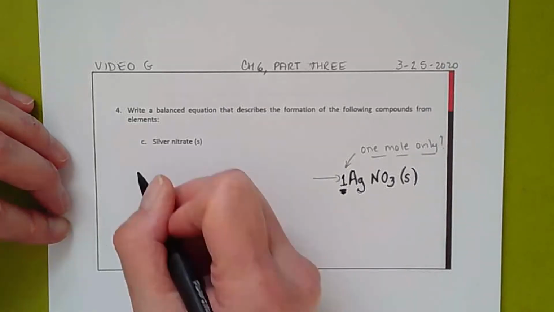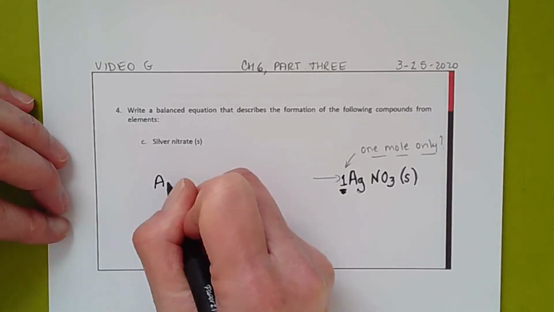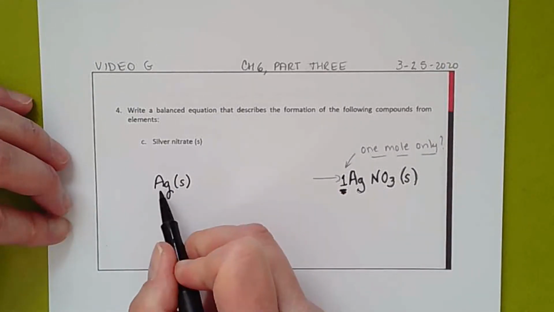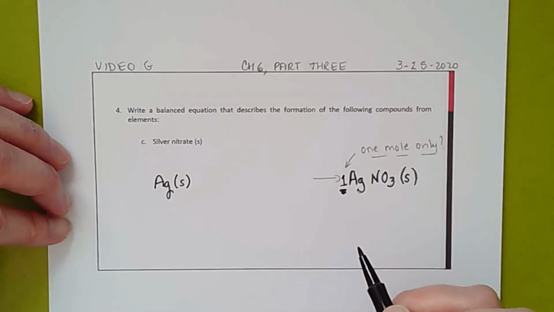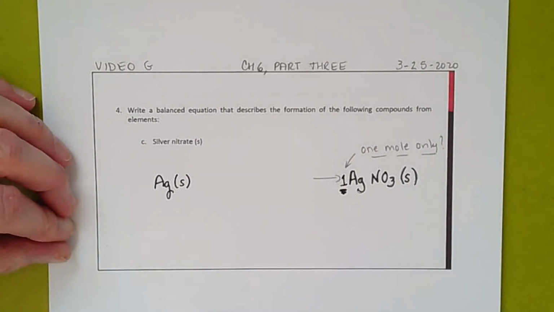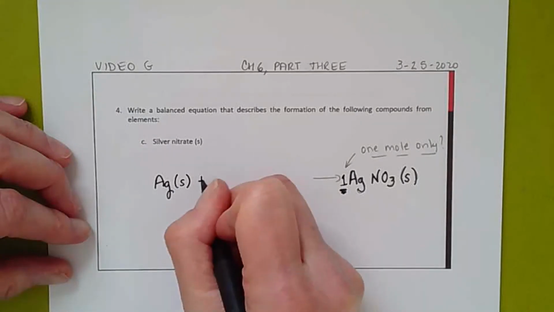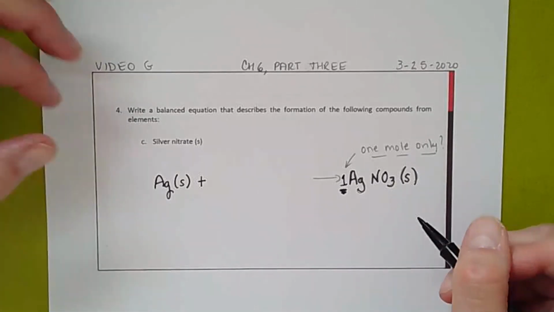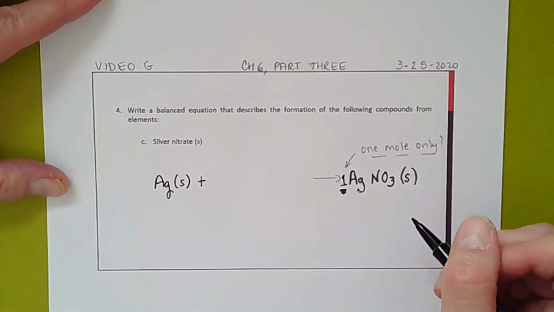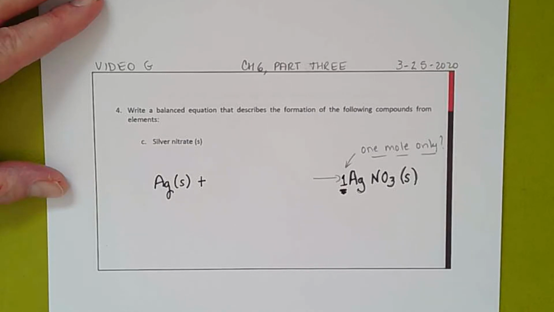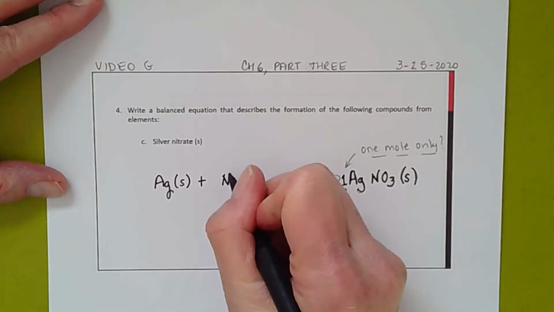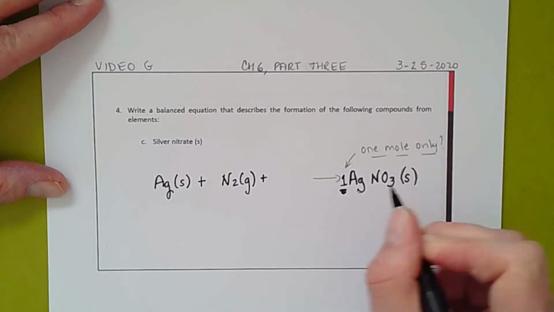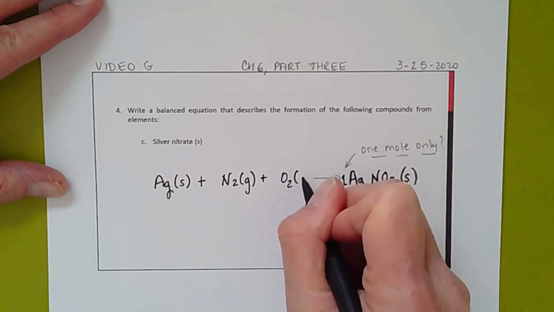So metals generally exist just as solids. So we just write the name of the metal or the symbol of the metal followed by solid, unless it's not a solid like mercury. Then the next element to consider is nitrogen. As we know, nitrogen exists as N2. It's a diatomic molecule and it's a gas. So I'm going to write N2 gas. And then we know that oxygen exists as O2 gas.